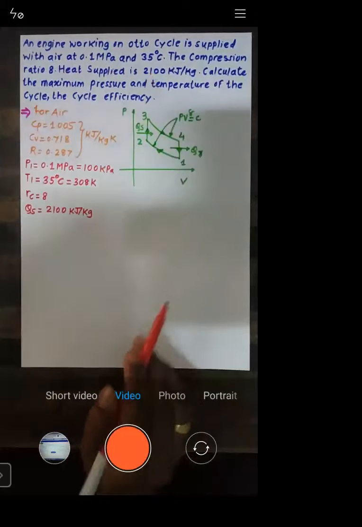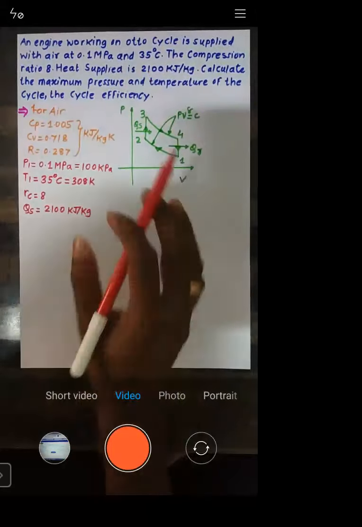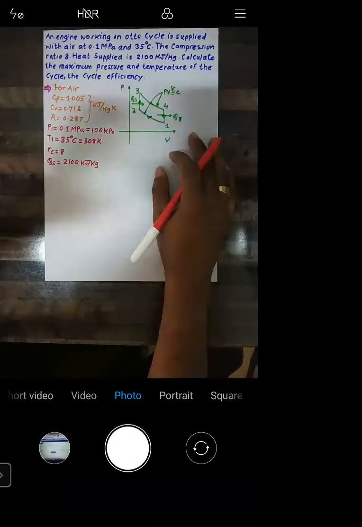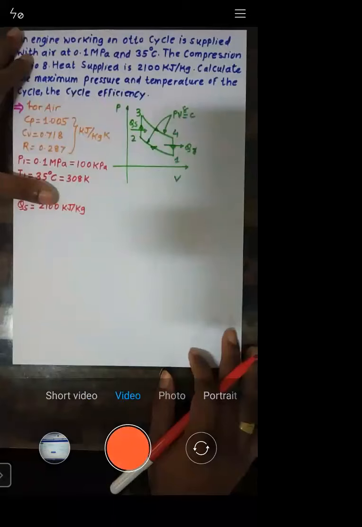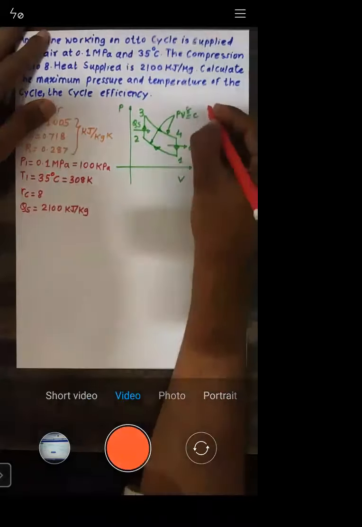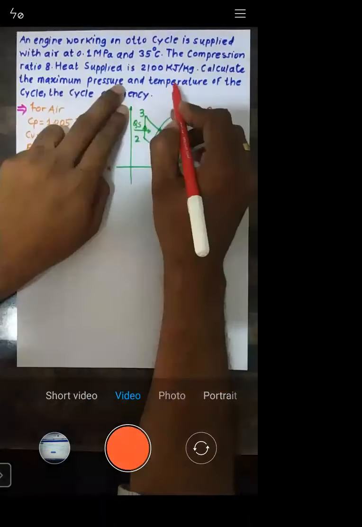Calculate the maximum pressure. As you can see in the diagram, can anybody tell me what is the maximum pressure we can have in this cycle? What is the maximum pressure? Maximum pressure is nothing but P3. So they're asking to calculate the value of maximum pressure, and the maximum temperature.